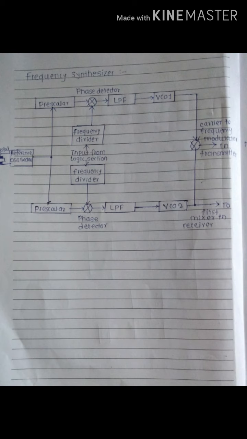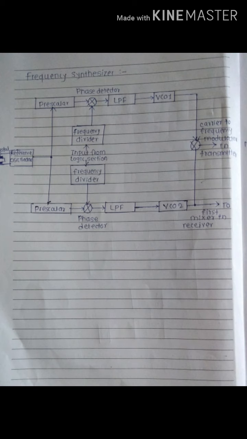In the figure, we see two different VCOs, VCO1 and VCO2, that is voltage controlled oscillators. The output of VCO2 is given to the first mixer on the receiver side. The outputs of VCO1 and VCO2 are mixed together, and this frequency signal is passed to the modulator in the transmitter side.